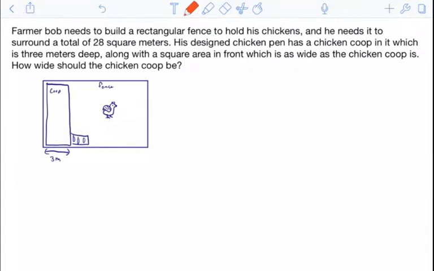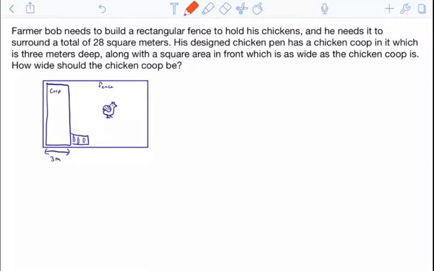Okay, the last question. Farmer Bob, and it comes with a little picture. That's cute. Farmer Bob needs to build a rectangular fence to hold his chickens, and he needs it to surround 28 square meters. His designated chicken pen has a chicken coop which is 3 meters deep, along with a square area out front, which is as wide as the chicken coop is. How wide should the chicken coop be?